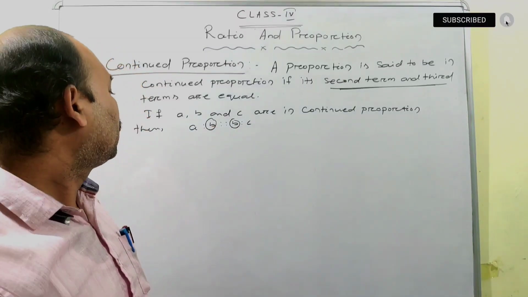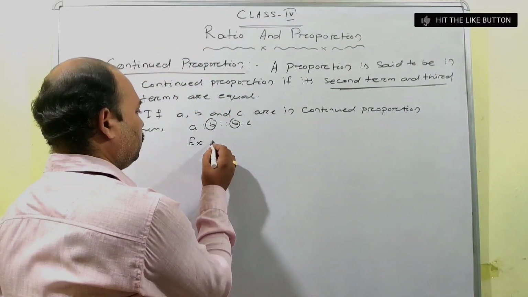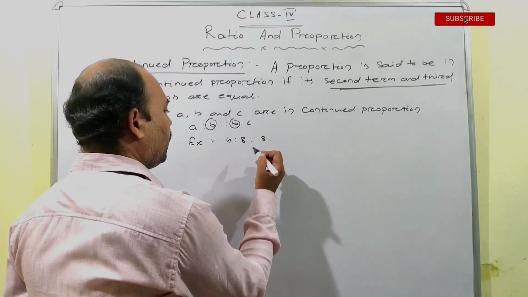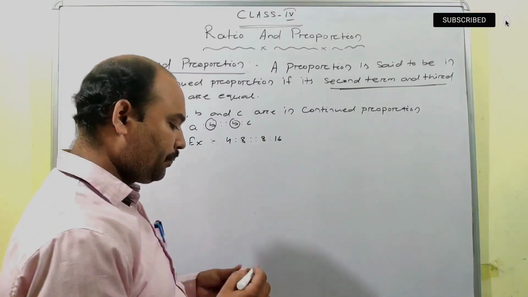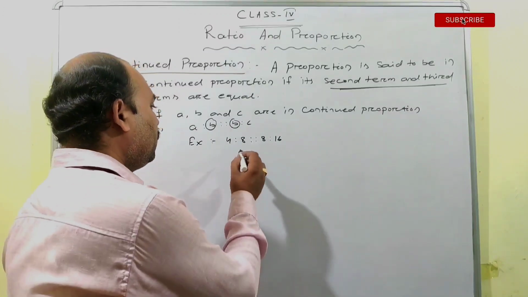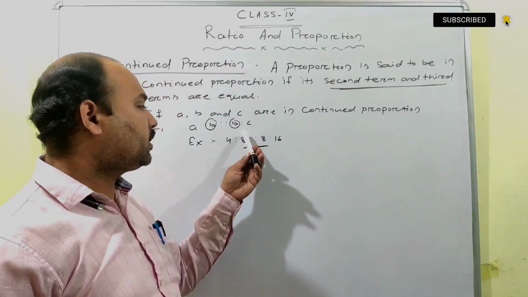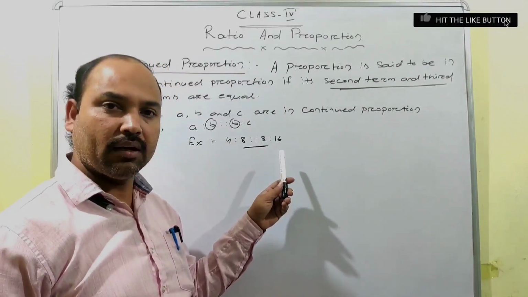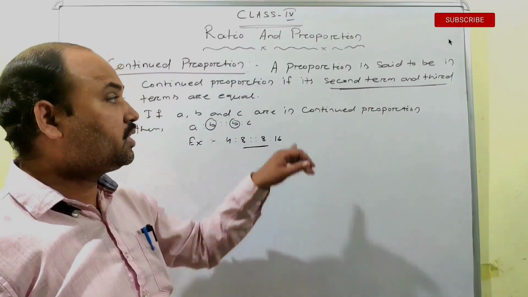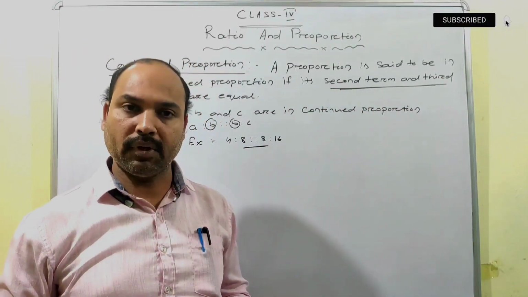Example: 4:8 such as 8:16. Here the 8 is repeated 2 times. It means 8 is the second term and also 8 is the third term. When the second term and third term are repeated, meaning both are equal, then it is known as continued proportion.